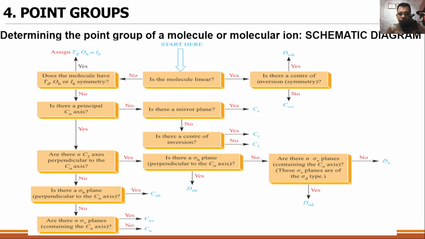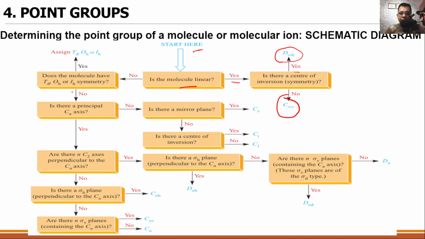So, these are the point groups, and ito yung roadmap natin for us to determine the point group of a molecule. Okay? First and foremost, mag-start tayo dito. Kapag linear yung molecule nyo, so, is the molecule linear? Yes. It's either D infinity h or C infinity v agad yan. Diba? So, may center of inversion ba? Yes. Then, that is D infinity h. Kapag wala, C infinity v.